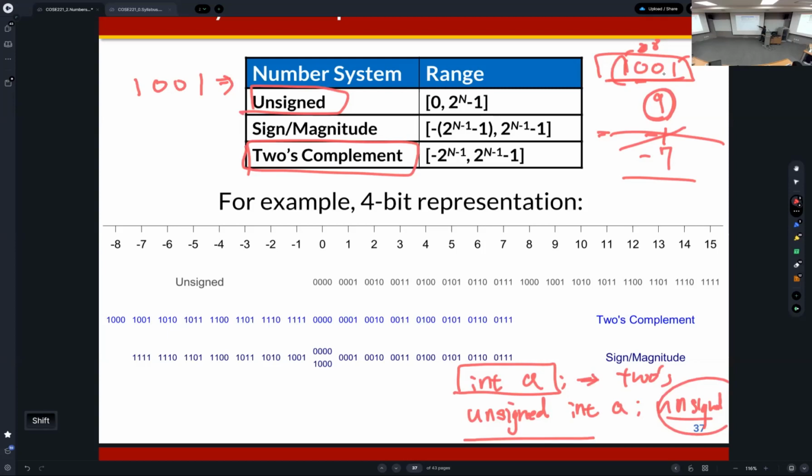This is the example of the 4-bit representation. If we use the unsigned data type, we can represent numbers from 0 to 15. So if the integer has only 4 bits, this data can represent only 0 to 15. If we assign 15 to this unsigned integer, then it is just 15. But with 2's complement, we can represent -8 to 7 because this is a 4-bit number. The largest negative is 1000, which is -8, and the largest positive is 0111, which is 7.